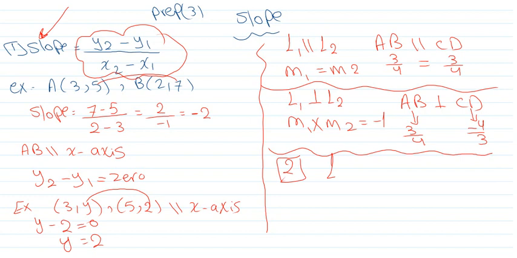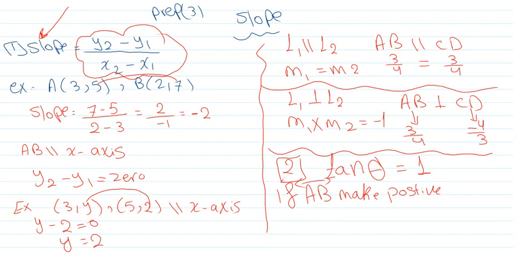Second way, tan theta. If I have an angle and we need to find the slope, we only need to take the tan of the angle. Like this, if straight line AB makes an angle of 45 with the positive part of the x-axis, now we need to find the slope. The slope equals tan 45 equals 1.